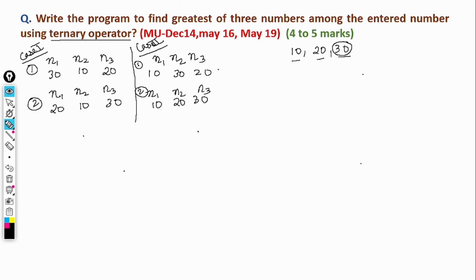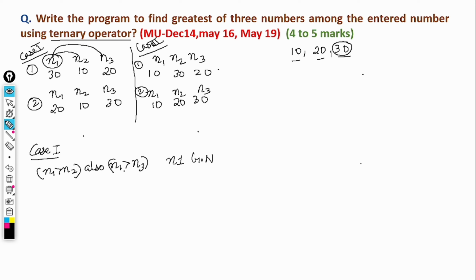Let us see now. Okay, so I am writing case 1, and the first statement: n1 is greater than n2, also n1 is greater than n3. In such a case, what will happen? n1 is the greatest number because n1 is greater than both of them. So I am writing n1 is the greatest number.